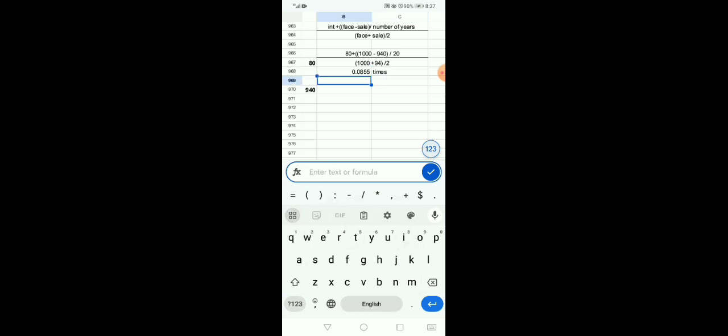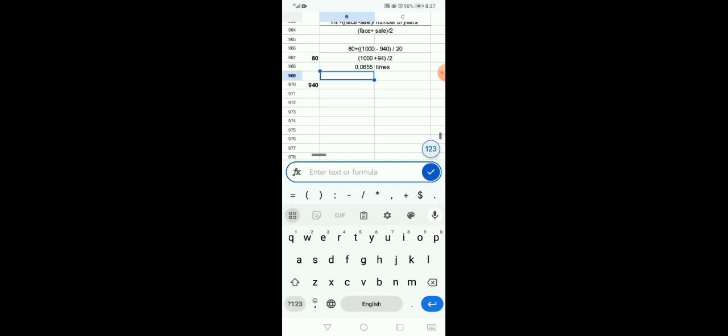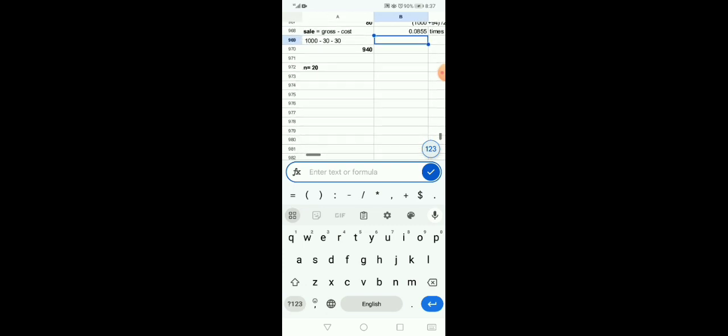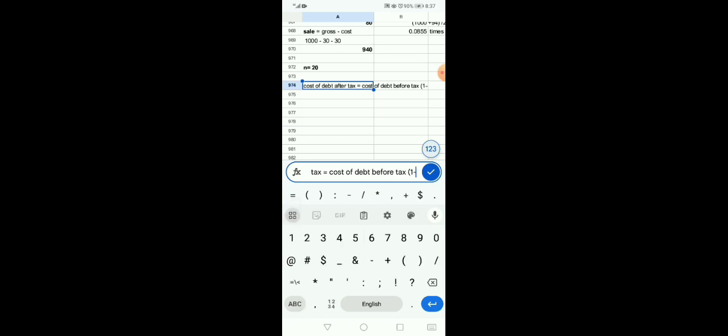But obviously this is cost of debt before tax, and you are required to calculate cost of debt after tax. And for that purpose, what you will have to do is write cost of debt before tax and multiply it with the difference of 1 minus tax rate.